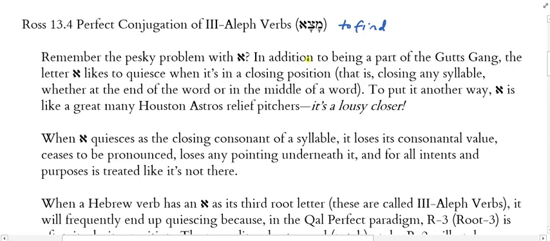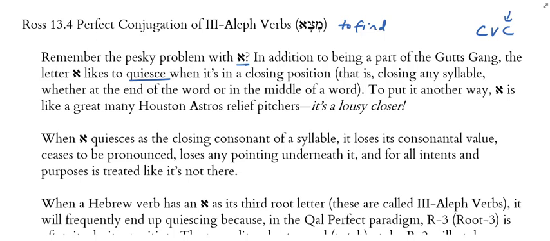Do you remember that aleph is a part of the guts gang, and that's one of the problems with it. But there's another pesky problem with aleph, and that is that aleph likes to quiesce when it is in a closing position. Anytime aleph is the consonant that closes a syllable, consonant, vowel, consonant, creating a closed syllable, it will quiesce. It could close the syllable at the end of a word, or in the middle of a word. Either way, when aleph is closing, it quiesces and loses its consonantal value.